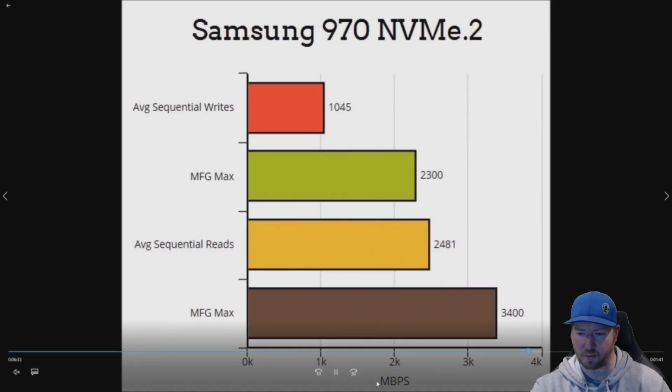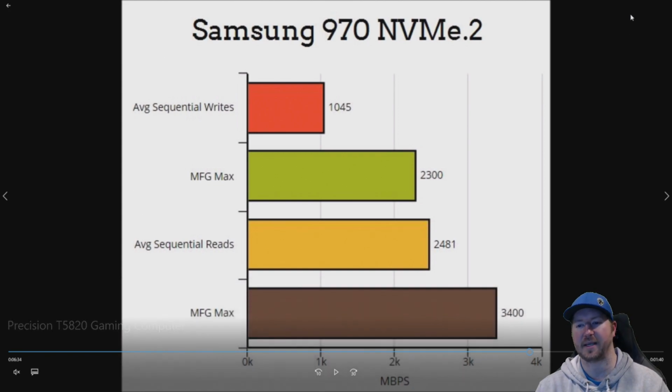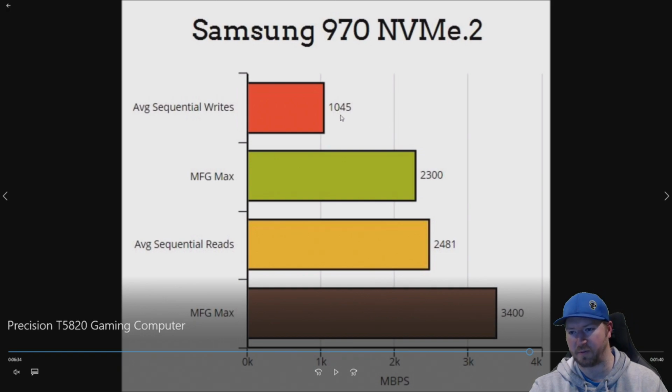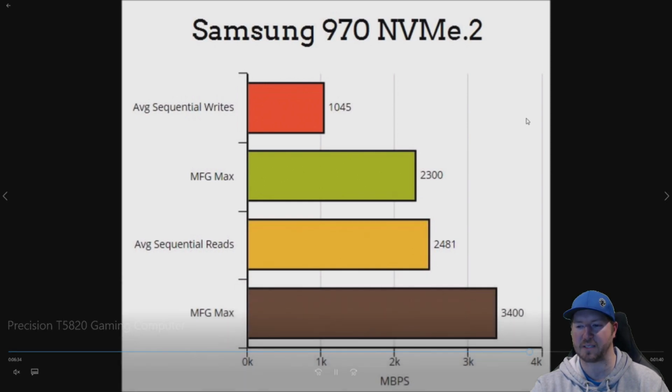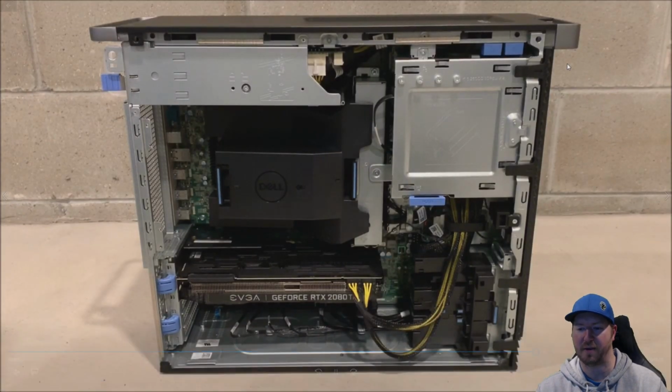All right, so here's the performance that we achieved with the Samsung 970. Now, people look at the max reads and writes that the manufacturer will say on their site, which is, I believe, 2300 and 3400 for this card. We didn't achieve that fast, but those are like the max. So our average reads and writes are actually pretty good. You can see the average writes were 1,045. Average reads were 2,481. So that's pretty good. It's not near max, but you can't really expect it to run at max speed at all times. Still insanely fast compared to a conventional SATA solid state drive.